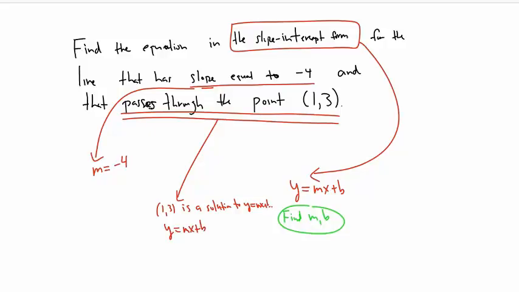We know m is minus 4. So the solution has x equal to 1 and y equal to 3. So this leaves only b left as a variable, as an unknown in this equation. So b equals 7. So our answer, y equals minus 4x plus 7.